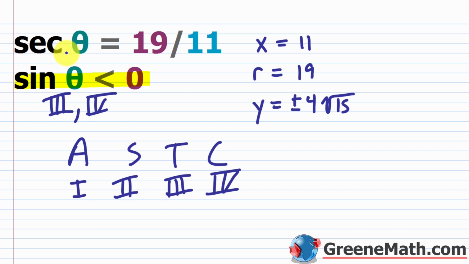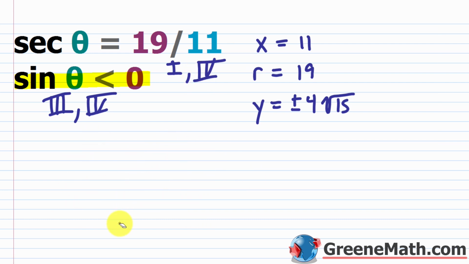And let's think about the secant of theta. Remember, the secant of theta and the cosine of theta are reciprocals. The cosine of theta is going to be positive because this is positive in quadrants 1 and 4. So quadrants 1 and 4. So when you get this, you're looking for the quadrant that matches both. The quadrant that matches both is going to be quadrant 4.